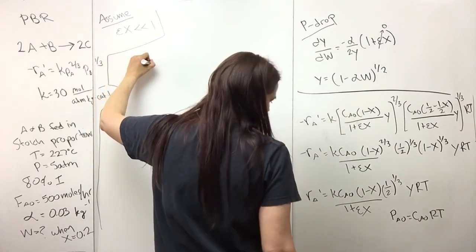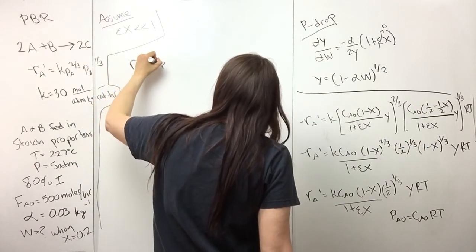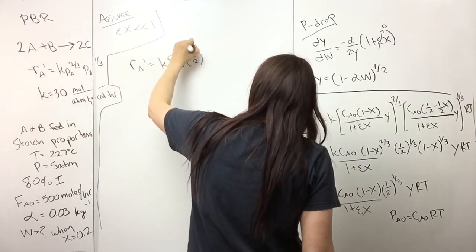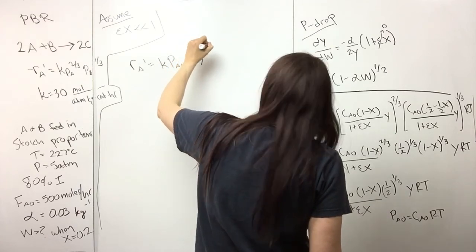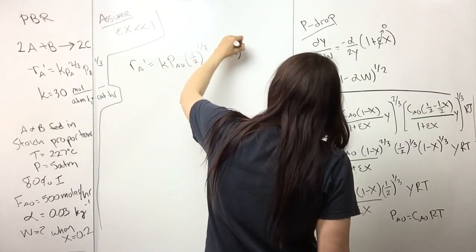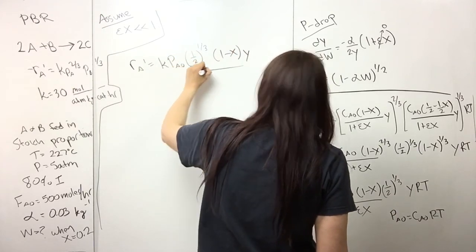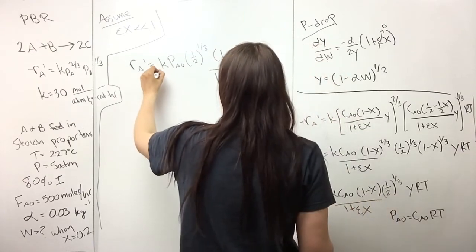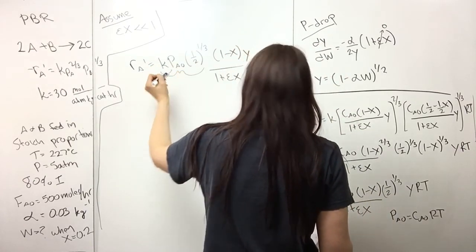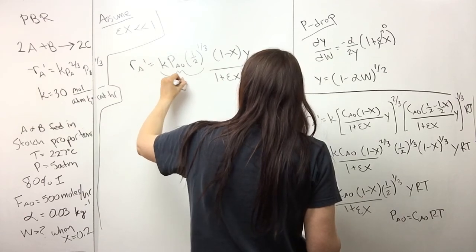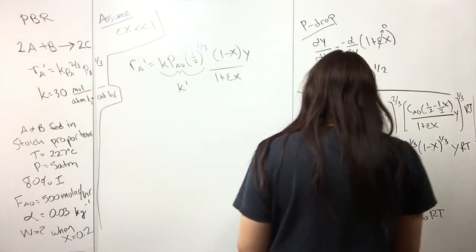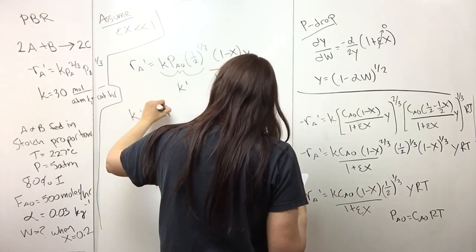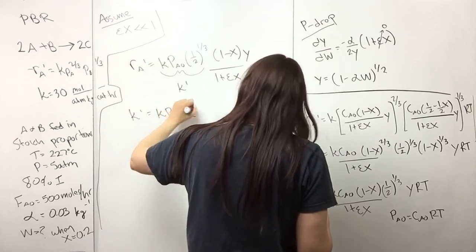RA prime is equal to K PA naught (1/2)^(1/3) (1 minus x) y over 1 plus epsilon x, and then I want to just combine these into a constant, and I'm going to call it K prime. So K prime is equal to K PA naught (1/2)^(1/3).